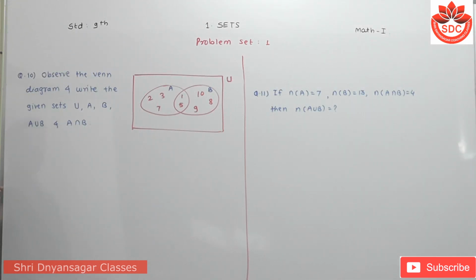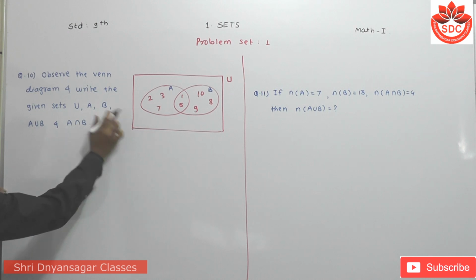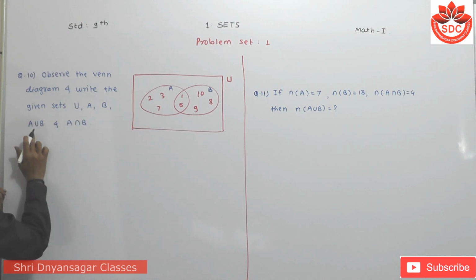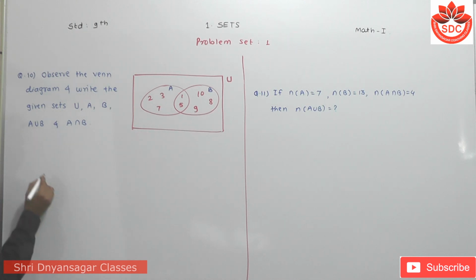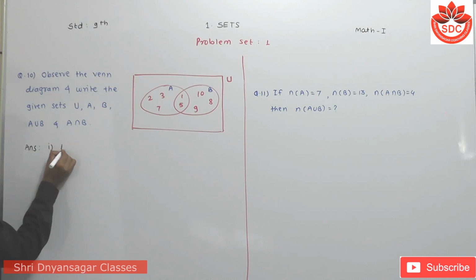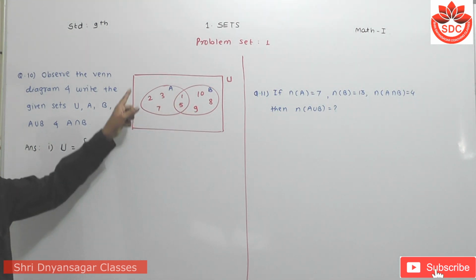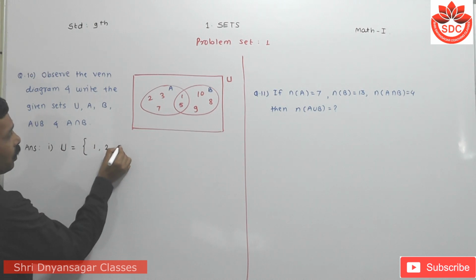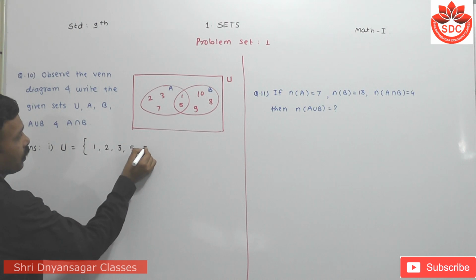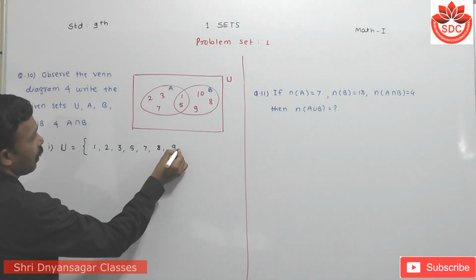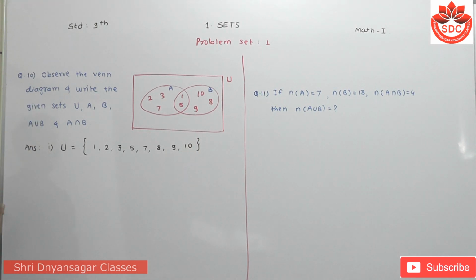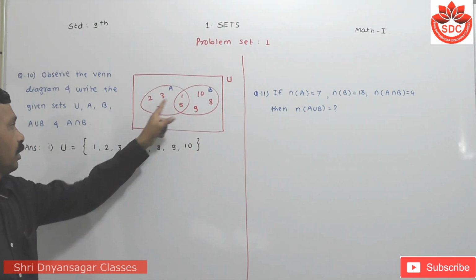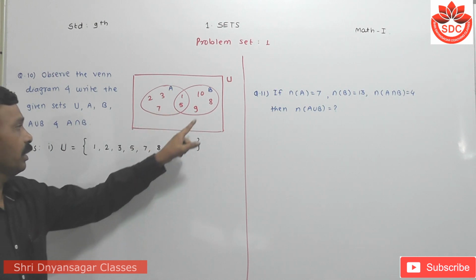Let's see the next question, question number 10. Observe the given Venn diagram and write the given sets U, A, B, A union B and A intersection B. So simple a question. The answer is, first I have to find the value of set U. Now look carefully. U is the total elements, which means here is 1, then 2, 3, 5, 7, 8, 9 and 10. These are the elements here.